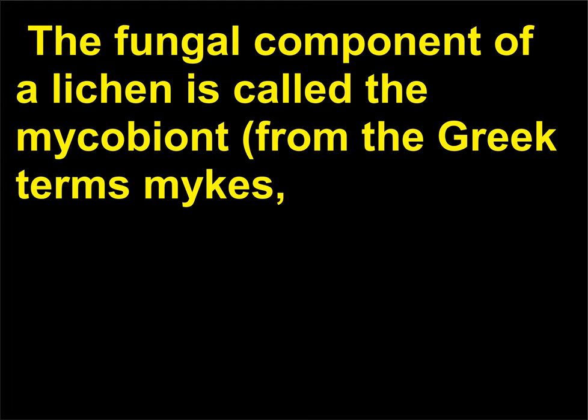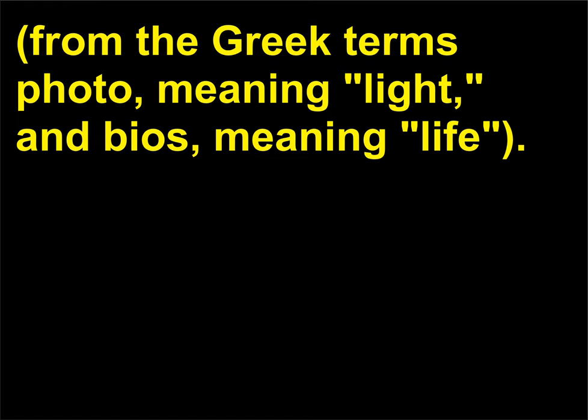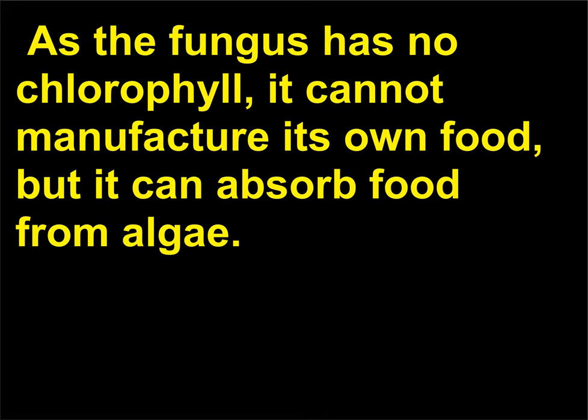The fungal component of a lichen is called the mycobiont, from the Greek terms myx, which means fungus, and bios, meaning life, and the photosynthetic component is called the photobiont, from the Greek terms photo, meaning light, and bios, meaning life. The scientific name given to the lichen is the name of the fungus and is most often an ascomycete. As the fungus has no chlorophyll, it cannot manufacture its own food, but it can absorb food from algae.